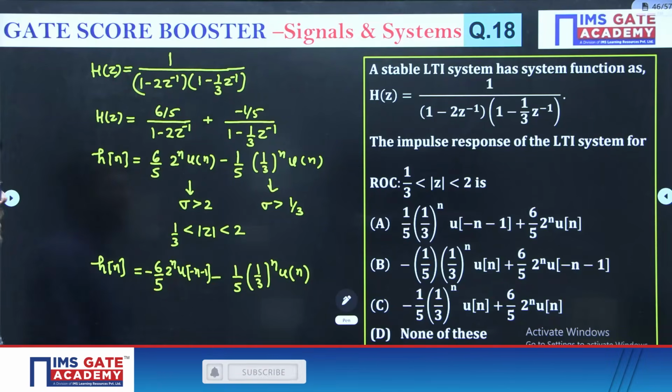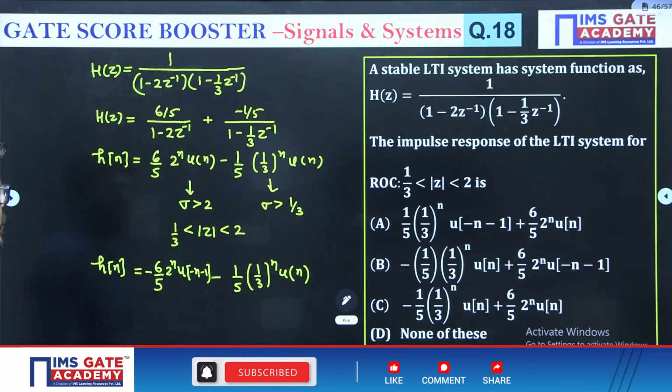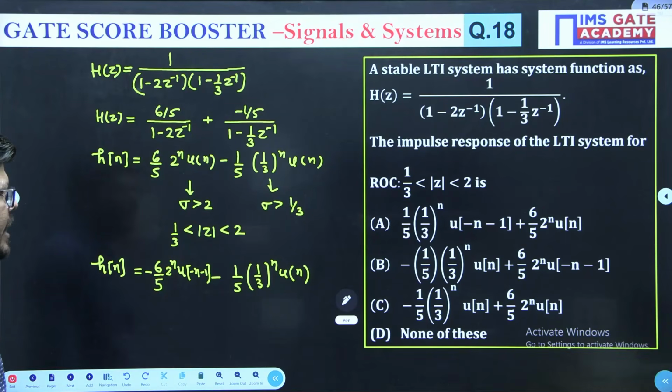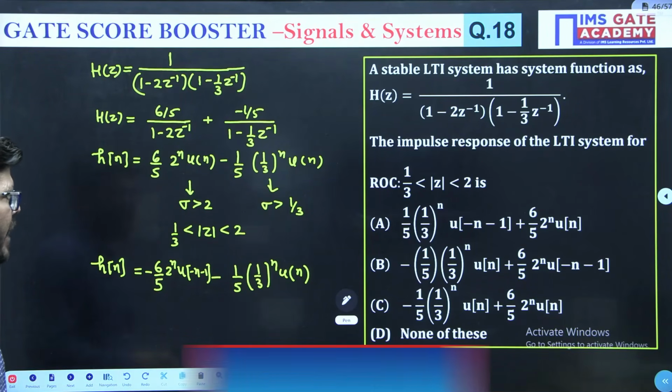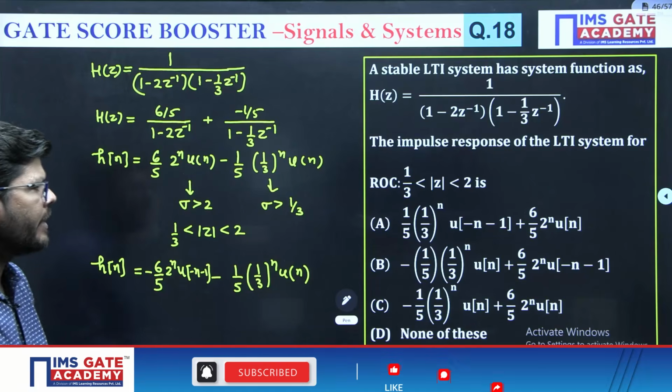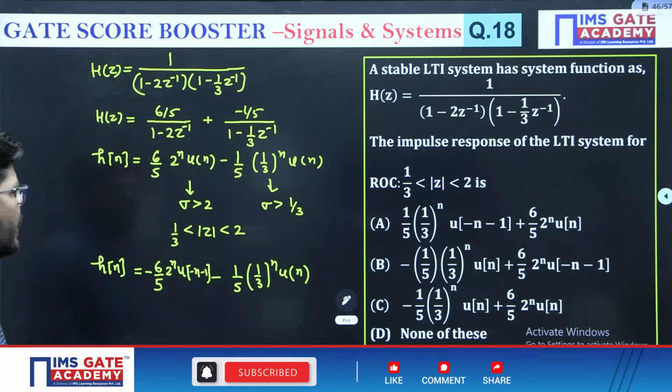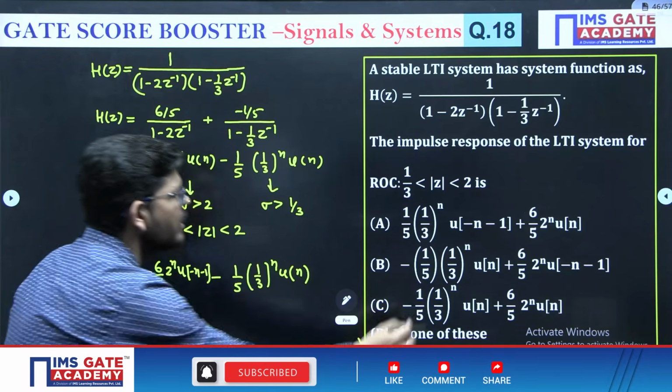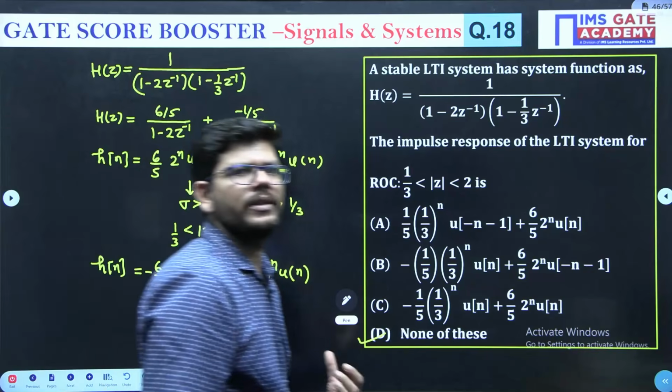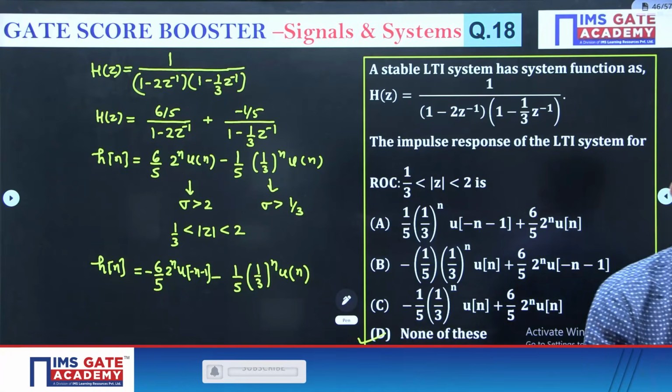Now where this is given as an option, just have a look. I believe this is not given anywhere in these options: minus 6 by 5, 2 to the power n, u of minus n minus 1, right? So none of these options has this. What have you learned from this question?